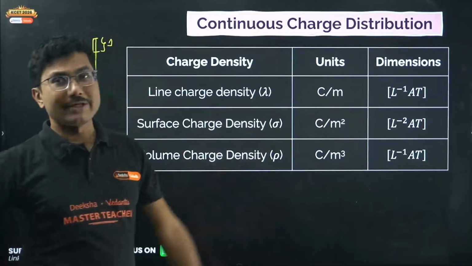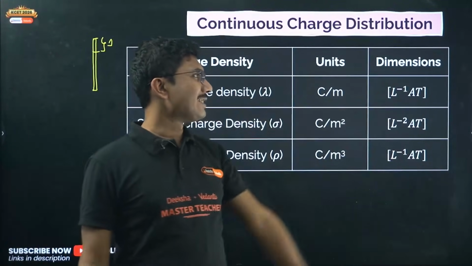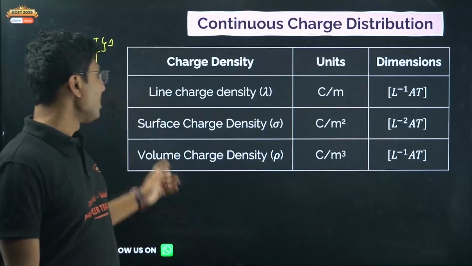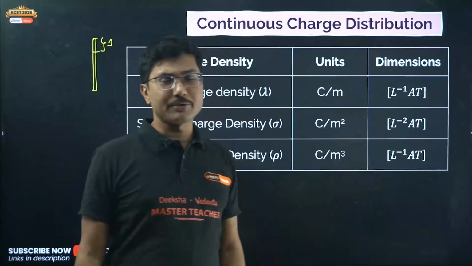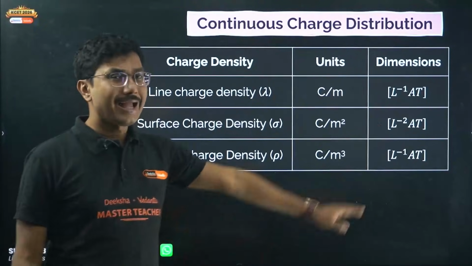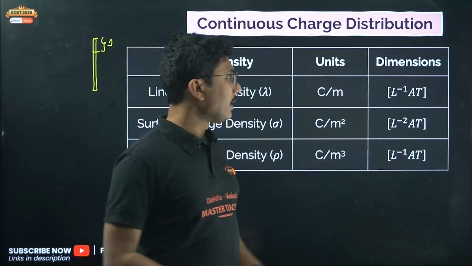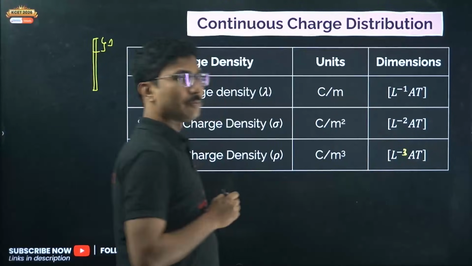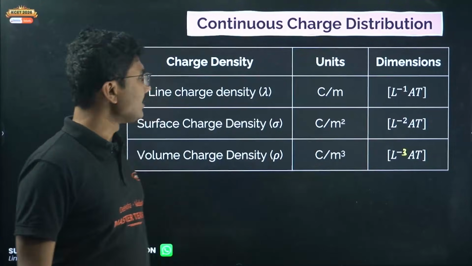The unit of line charge density is Coulomb per meter, and its dimension is L to the power of -1 A into T. Surface charge density sigma is Coulomb per meter square, and its dimension is L to the power of -2 A into T. Volume charge density is Coulomb per meter cube, and its dimension is L to the power of -3 A into T.